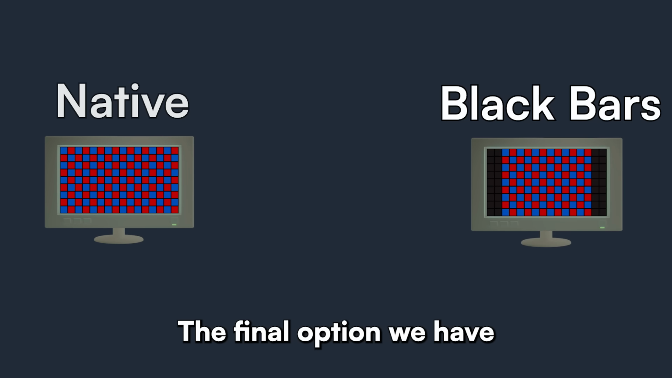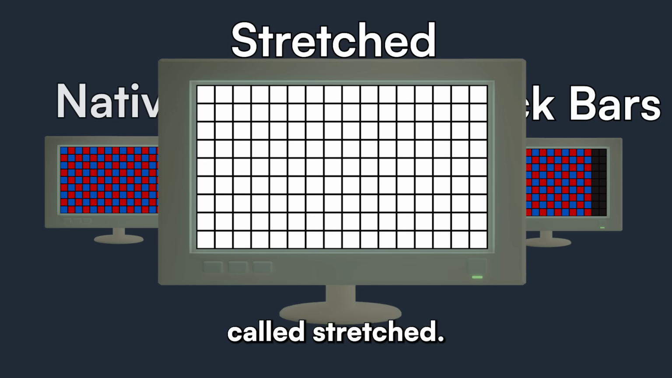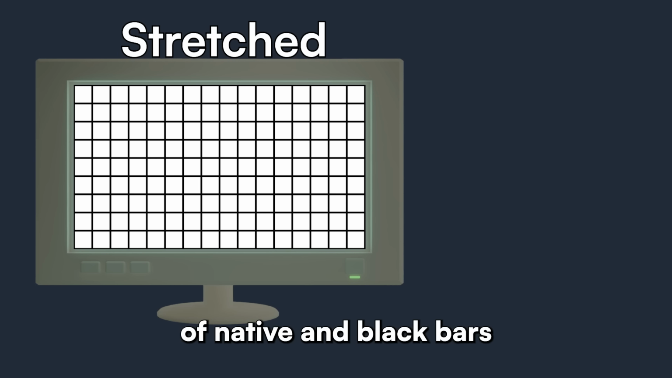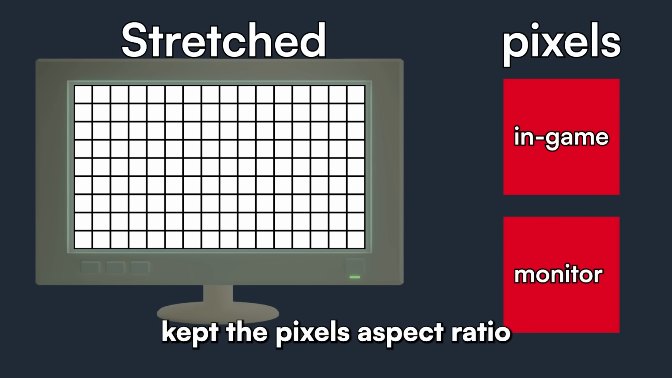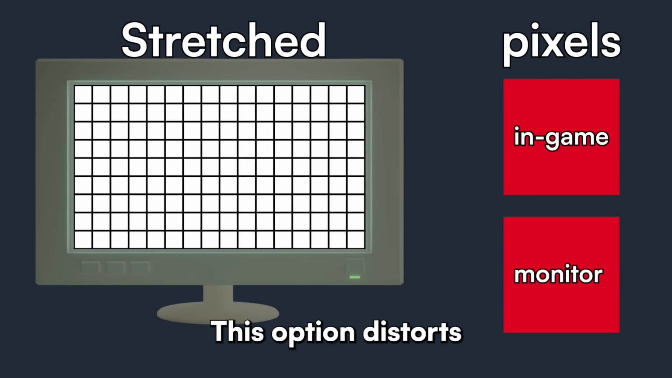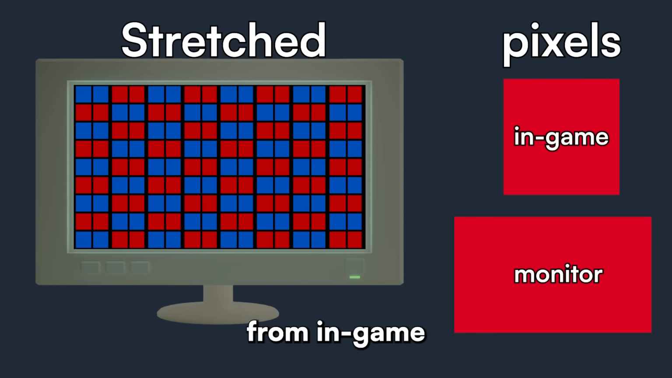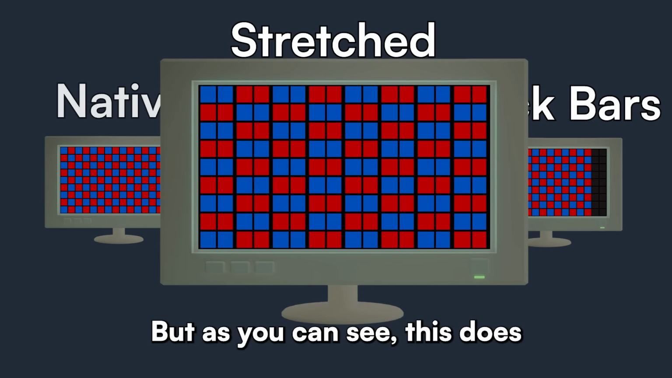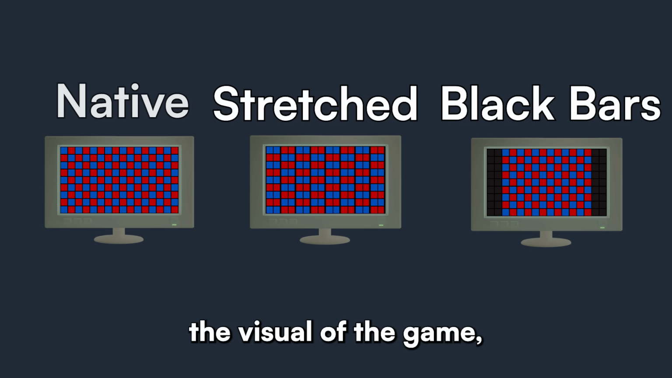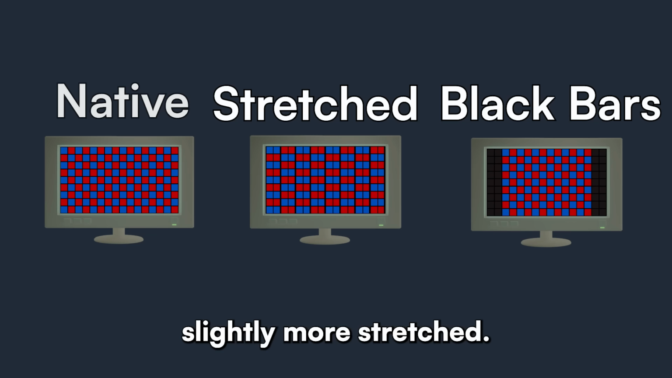The final option we have is something called stretched. While the previous options of native and black bars kept the pixels aspect ratio at a 1:1 scale, this option distorts the conversion from in-game to monitor pixels to fill the entire screen. But as you can see, this does distort the visual of the game, making everything slightly more stretched.